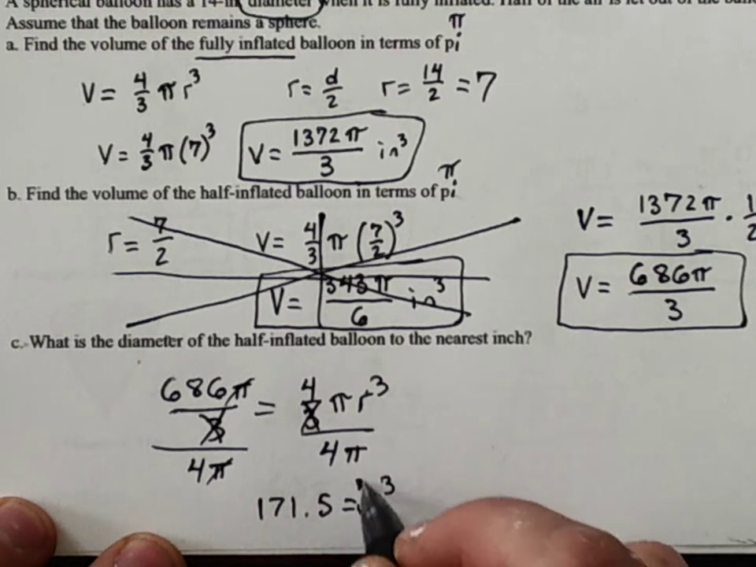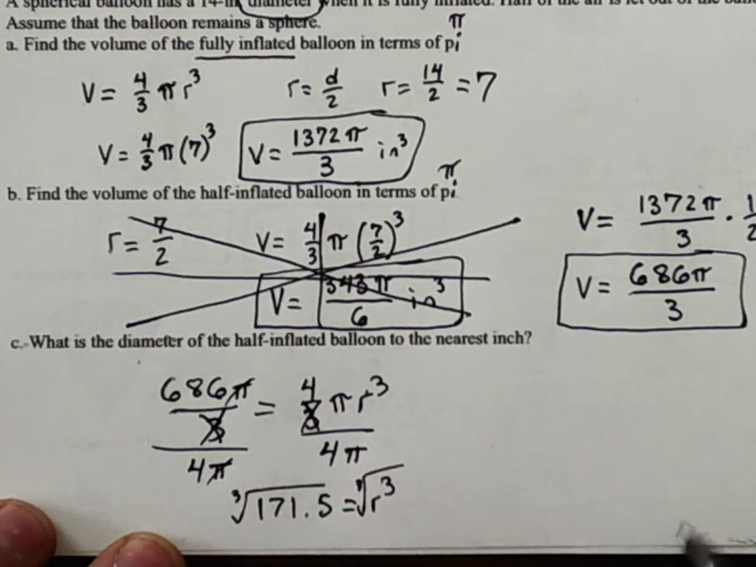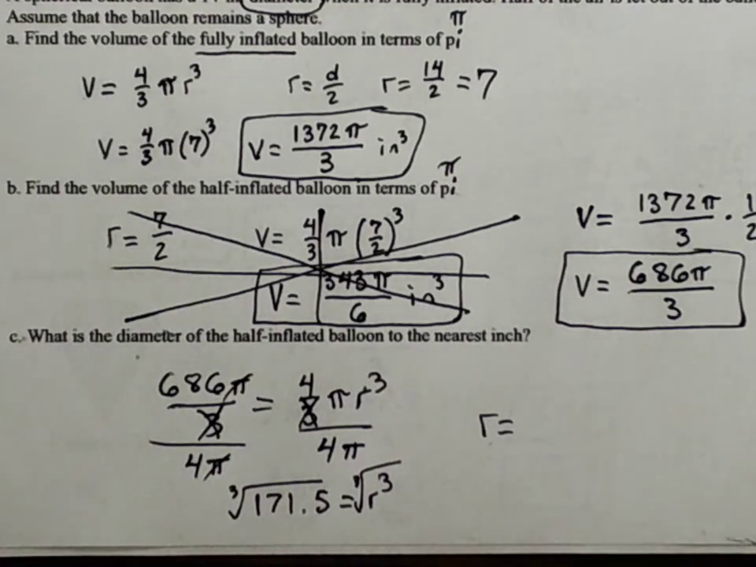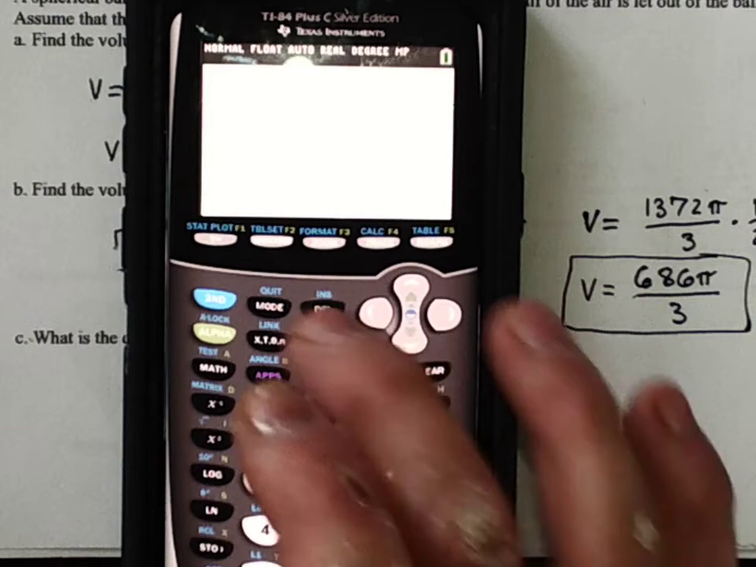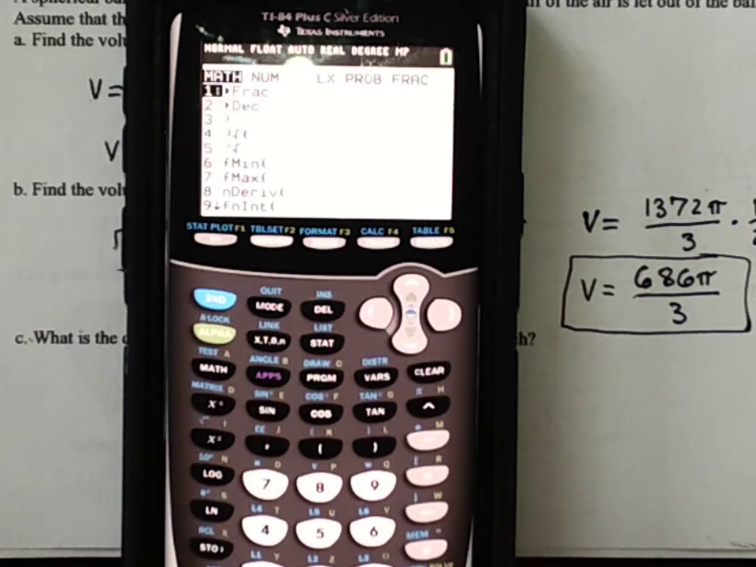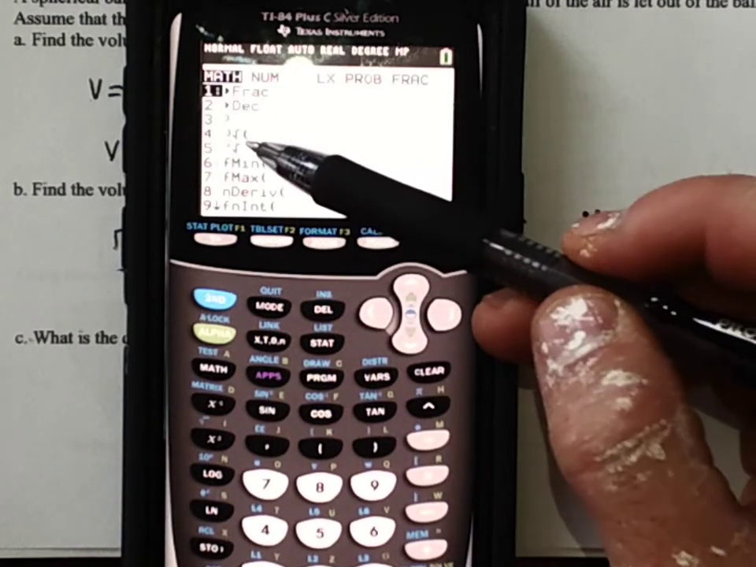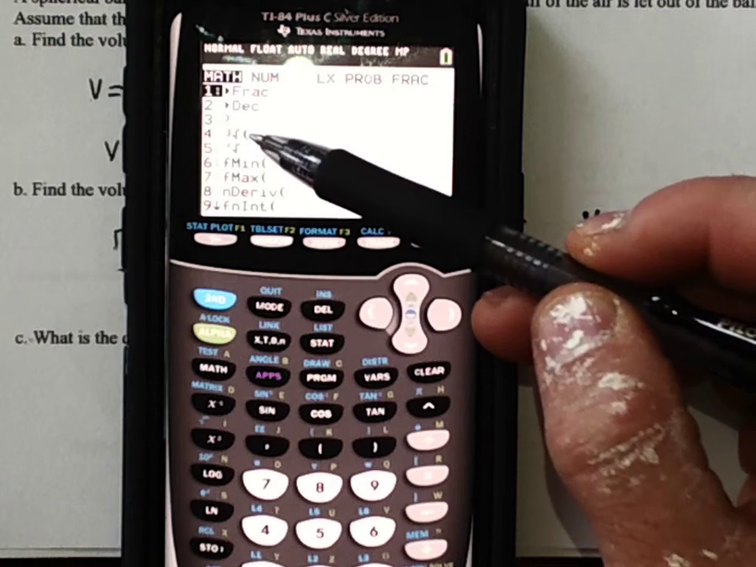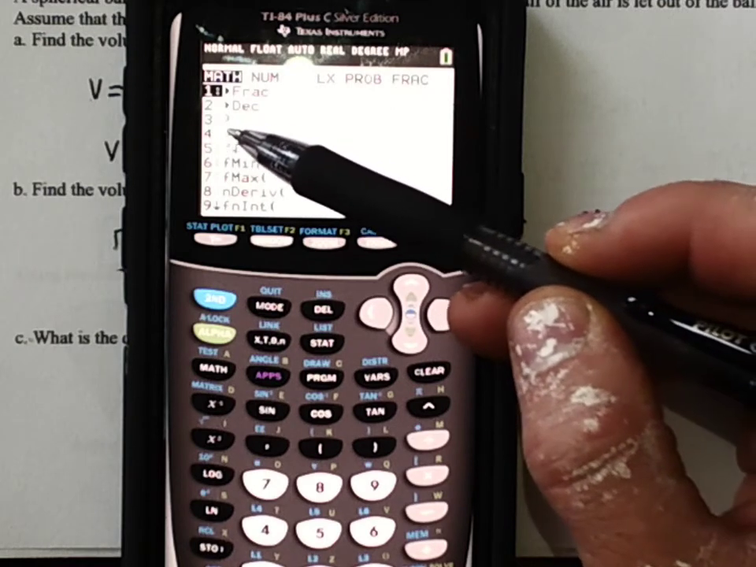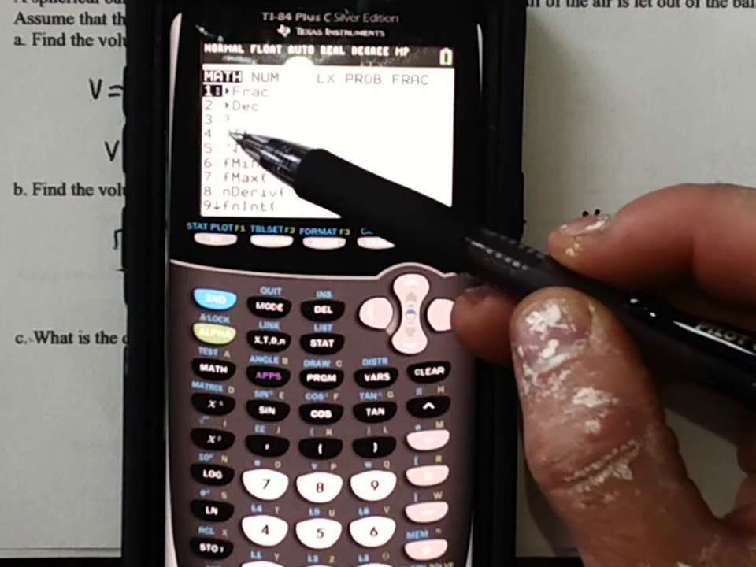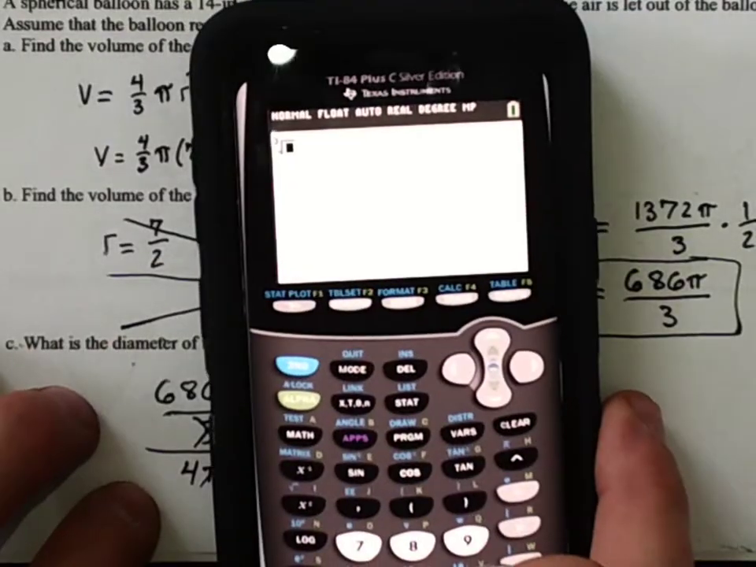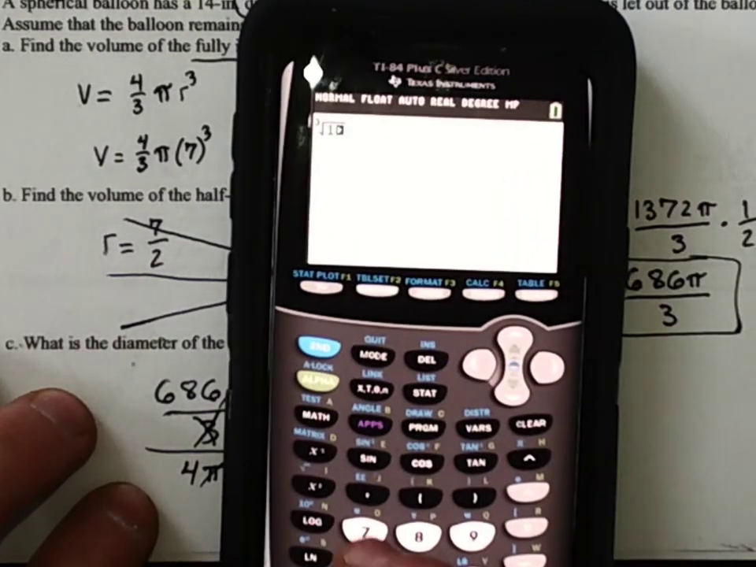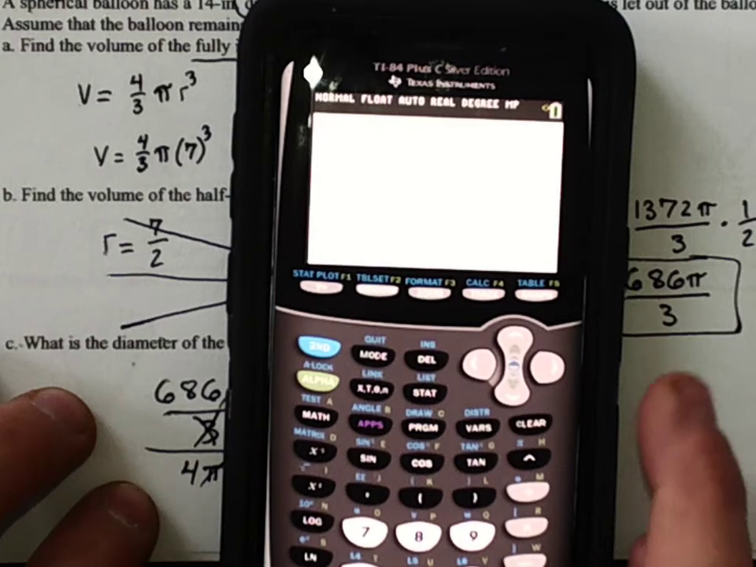And now we just have to take the cube root. I'll show you where the cube root is on your calculator if some of you don't know. You go under math, and it's the fourth one down. It's this one right here, the cube root. It has a little 3 above the radical sign. So after you press math, it's the fourth one down. So I'm going to do the cube root of 171.5.